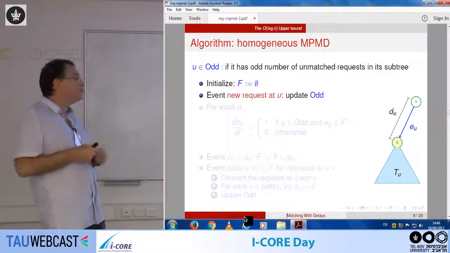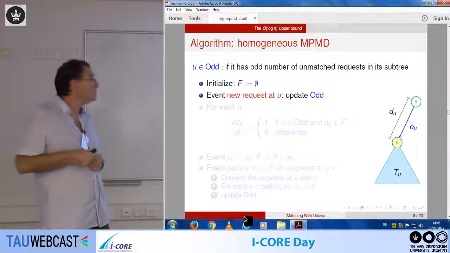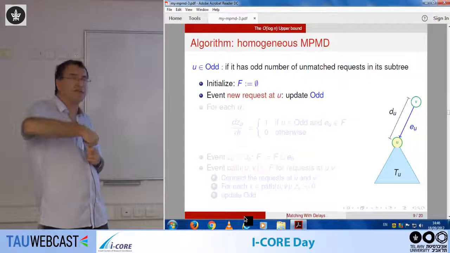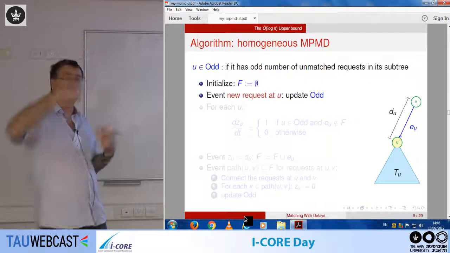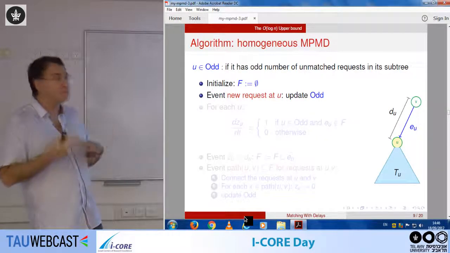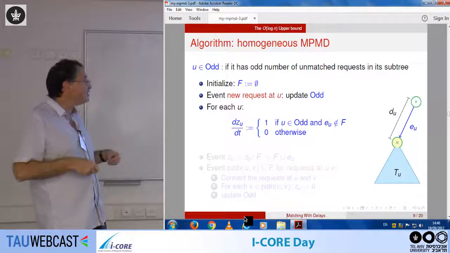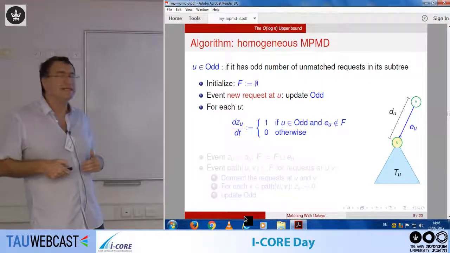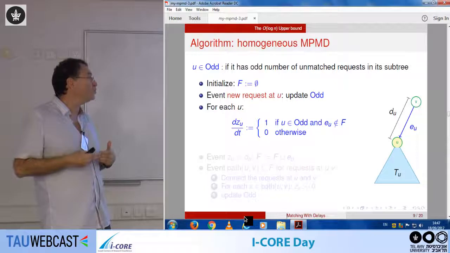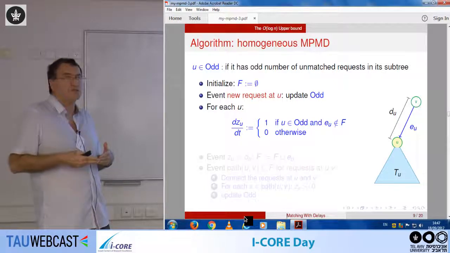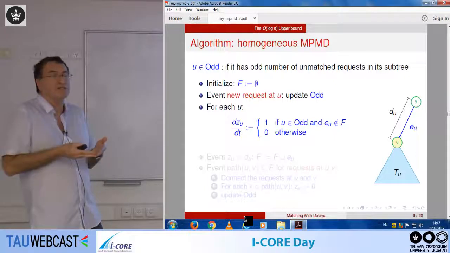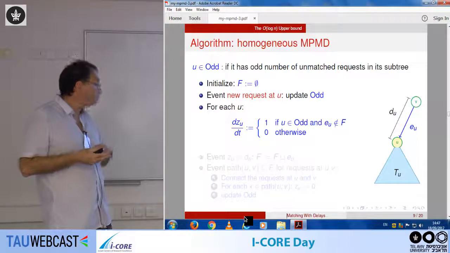Now, when you get a new request, then you update odd and even. Everything from that node to the root changes its polarity. If it was even, it becomes odd. If it was odd, it becomes even. And then each counter is increasing at a linear rate if it is odd and unsaturated. If it's saturated, it should not increase anymore because it was already bought.